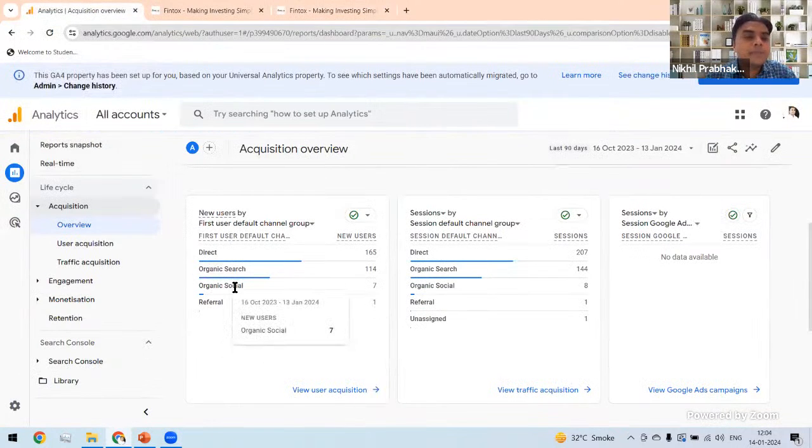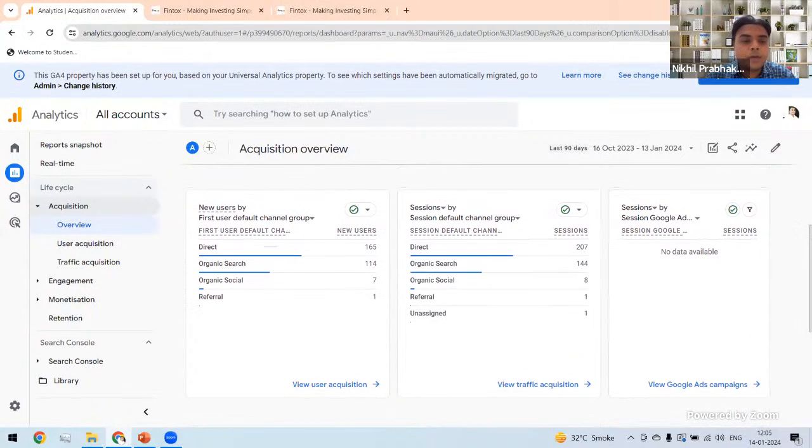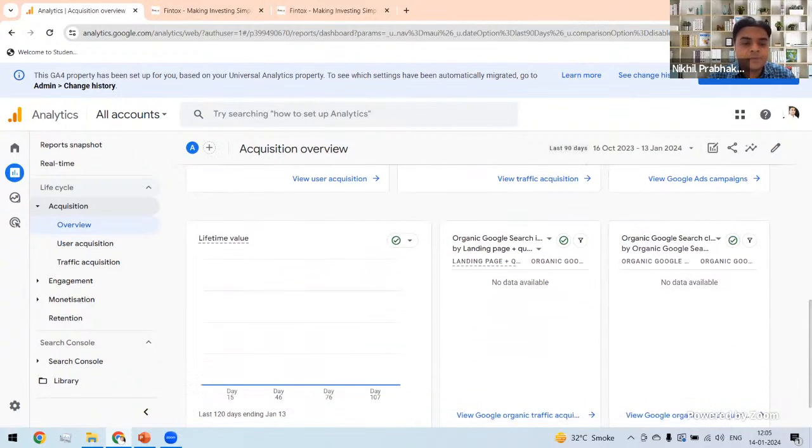Organic social means people went to social media, they saw some post, clicked on it, and then came to the website. Referral means they're coming to the website from other websites, okay, which are not social media. So that is how the traffic is coming to this website. Now, this can help us to understand that there is no email marketing happening. There is no SMS marketing happening. These are the various channels through which people are arriving on our channel, okay, or our website.